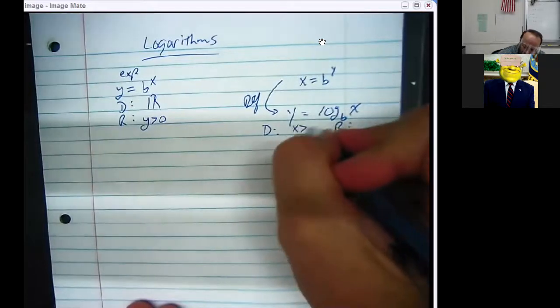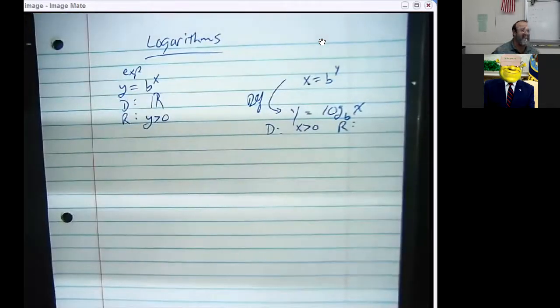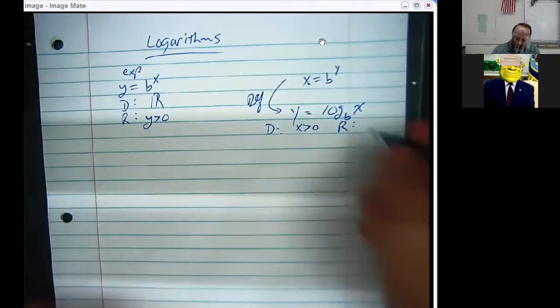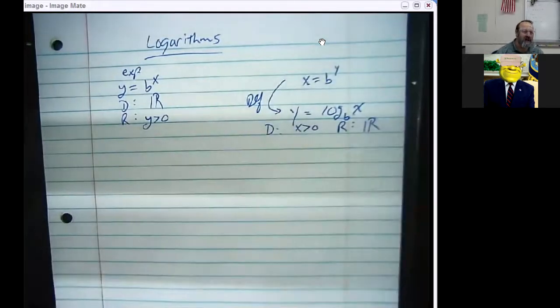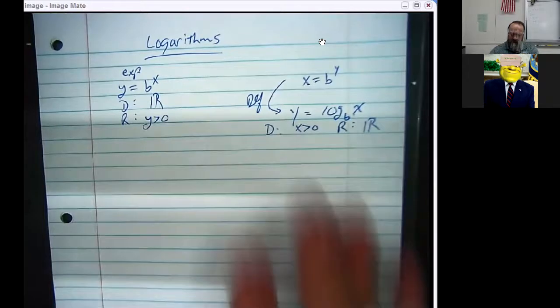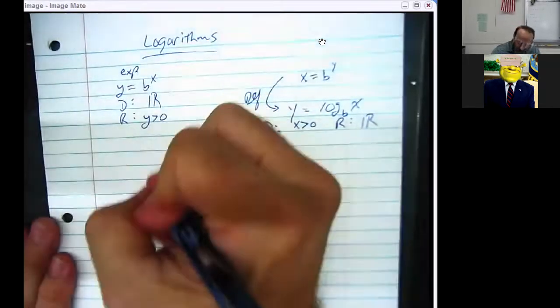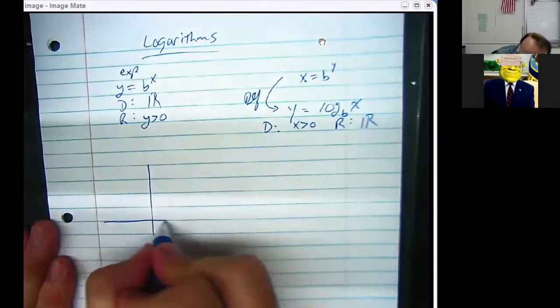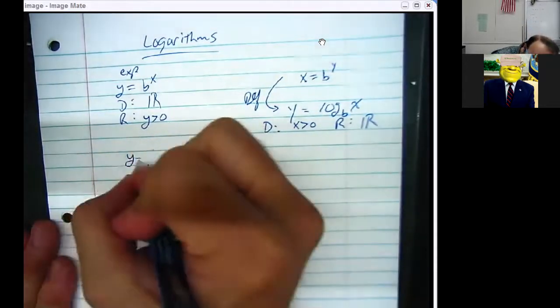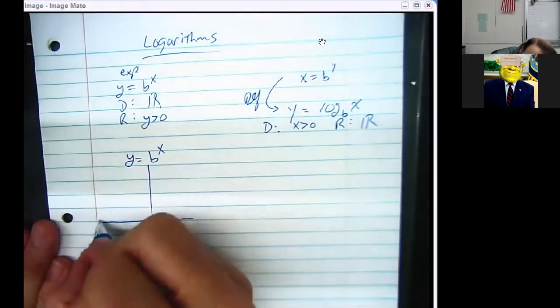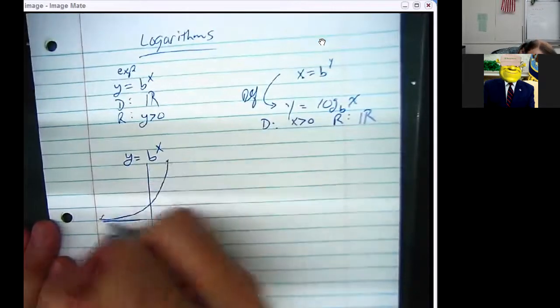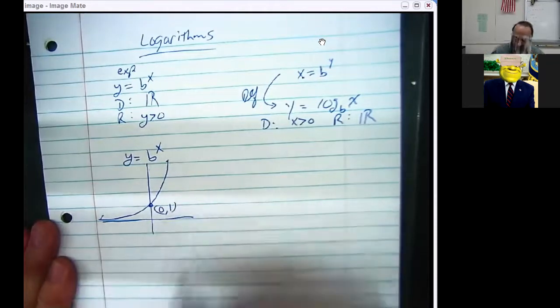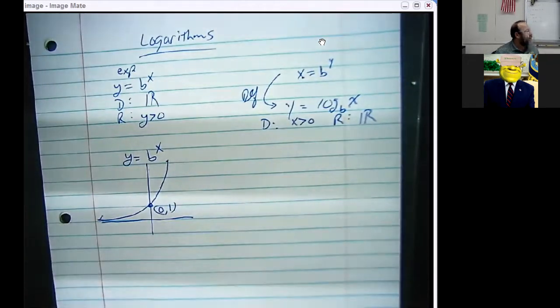Anything above 0, but notice it's saying x's. In other words, in a logarithm, the only thing you can ask for are positives. But your answers can be literally anything you want. So again, doing it this way, that means the graph of a simple problem that is y equals b to the x would look sort of like this, right? Where it would go through 0, 1. And yes, I am assuming right now that this is growth.